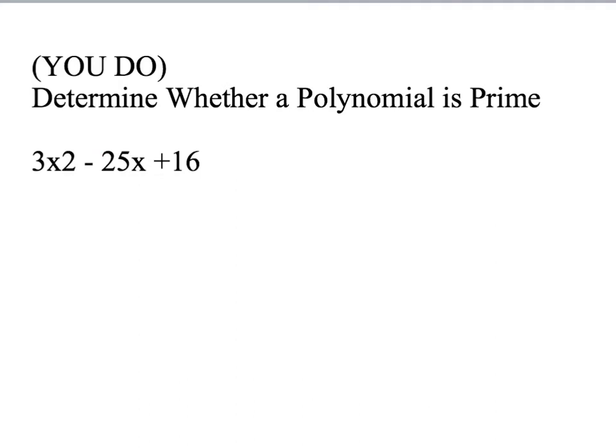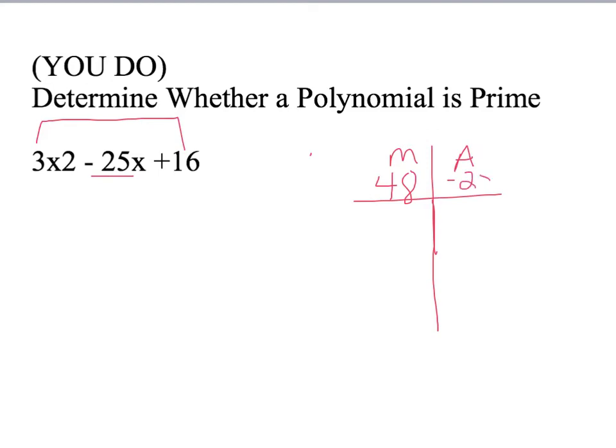Okay, so pause the video for a moment and try this one on your own. Okay, so let's do this one together and check it over. So we saw that we couldn't take out a greatest common factor because there's nothing we can take out. So now I want two numbers that multiply to be 48 and add to negative 25.